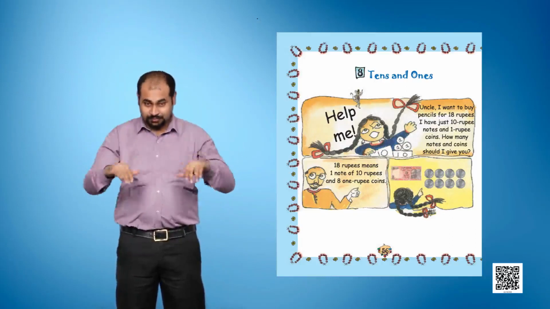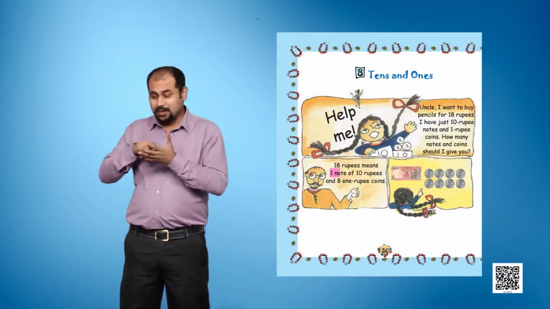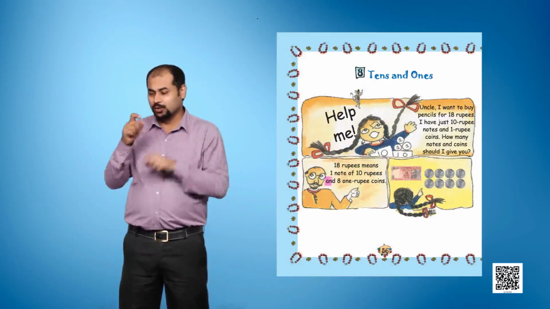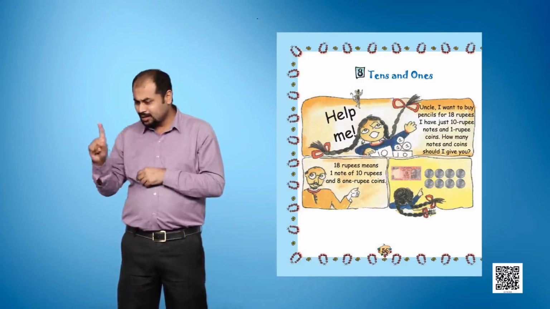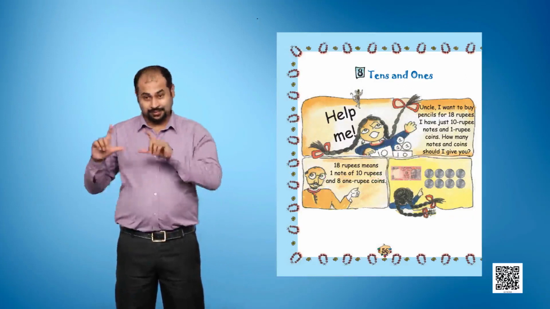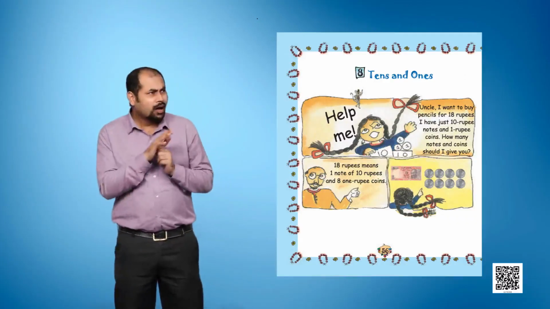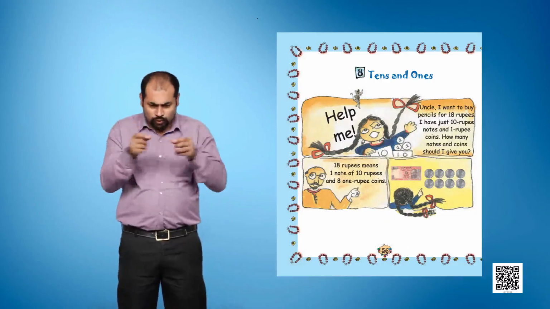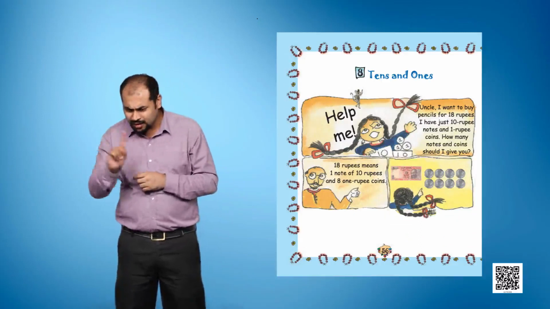Picture 2 shows the pencil seller speaking. 18 rupees means 1 note of 10 rupees and 8 1 rupee coins. Picture 3 shows a girl looking at a 10 rupee note and 8 coins of 1 rupee neatly arranged in 2 rows of 4 coins each.